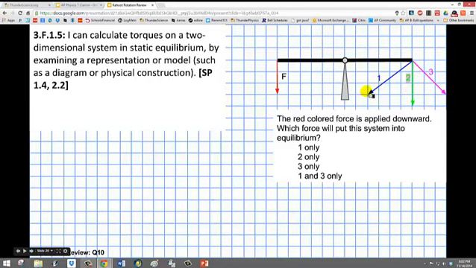1 has 3 vertical units of force, so that will on its own balance out F, and so will 3, because 3 has 3 vertical components of force. So 1 and 3 both will each be enough to balance out this force F, because they each have 3 vertical components of force.